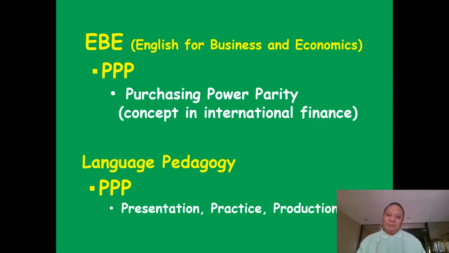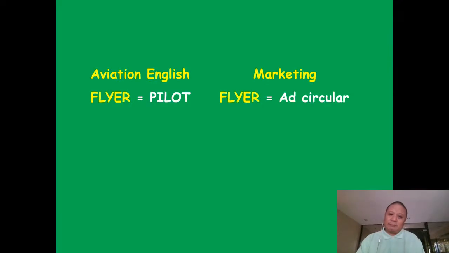Of course, you're familiar with PPP in language pedagogy: presentation, practice, and production. You present the grammatical structure. Your students will practice them with the teacher, and then you will do production. Maybe a skit, maybe a use of the grammatical structure. And two terms that are similar might actually mean different things. For example, in aviation English, the word flyer means pilot, but in marketing, the word flyer means an ad circular, a piece of paper.